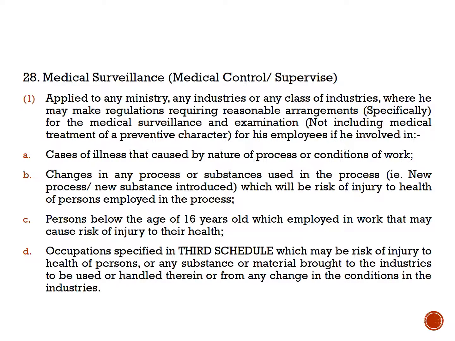A. Cases of illness caused by the nature of the process or conditions of work. B. Changes in any process or substances used in the process, for example a new process or new substance introduced, which will be a risk of injury to the health of a person brought into the process. C. Persons below the age of 16 years old who are engaged in work that may cause risk of injury to their health.